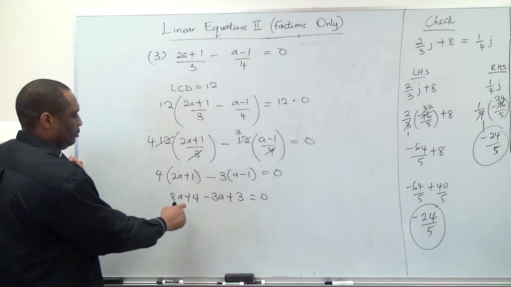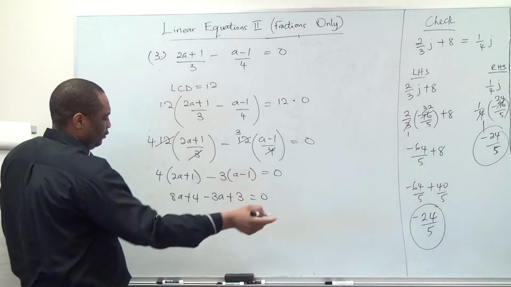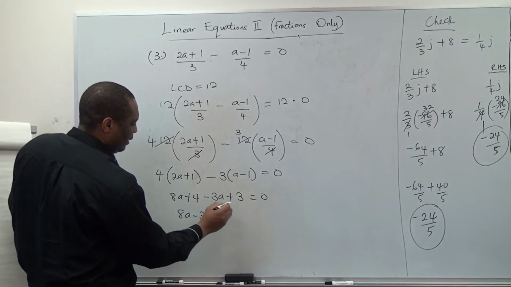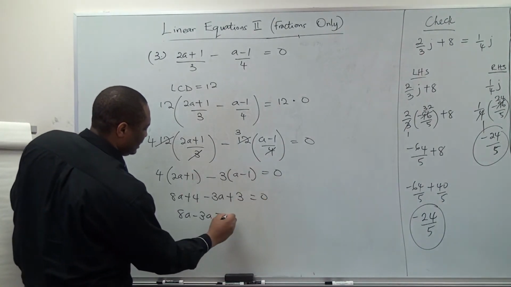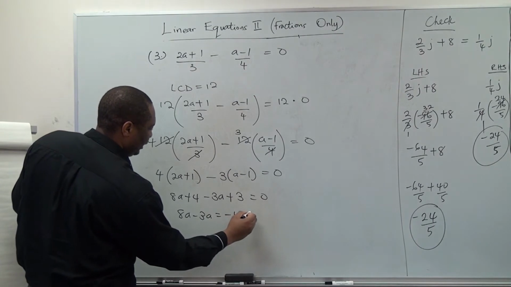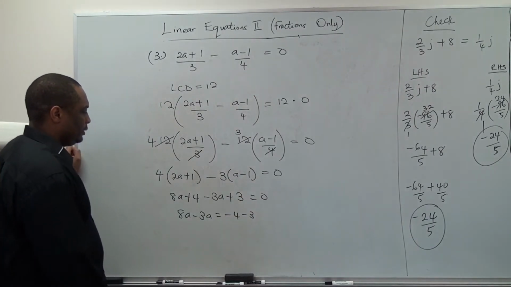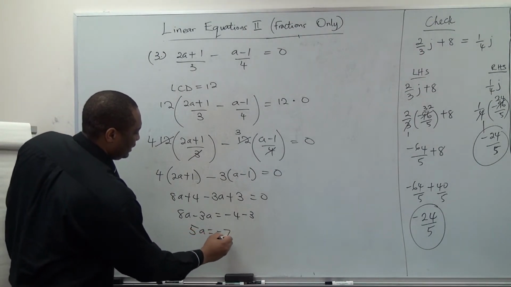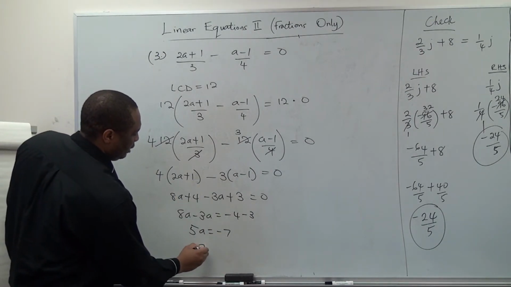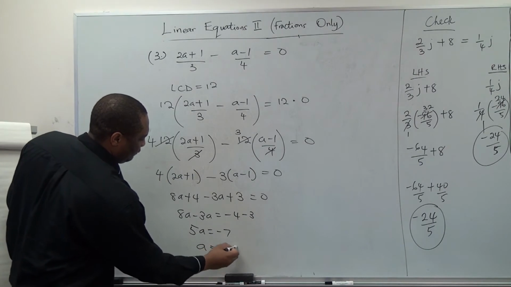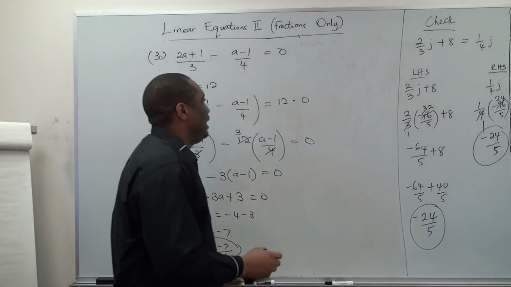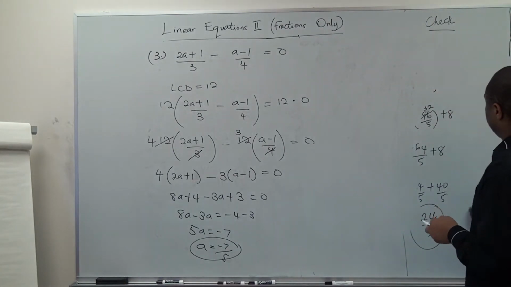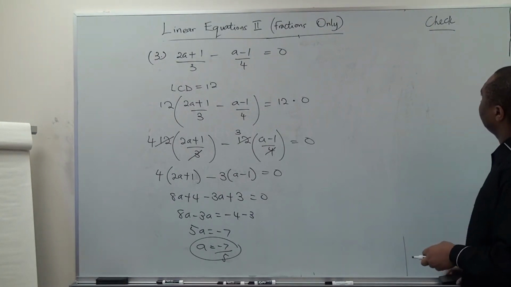Right? So move the constants from the left hand to the right hand. If you move them, this is negative 4, negative 3. So 8a minus 3a is 5a equal to negative 7, right? So a will be negative 7 over 5. And then we check our work. We check our work to make sure that it is correct.